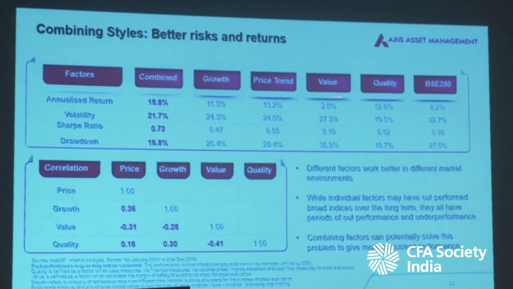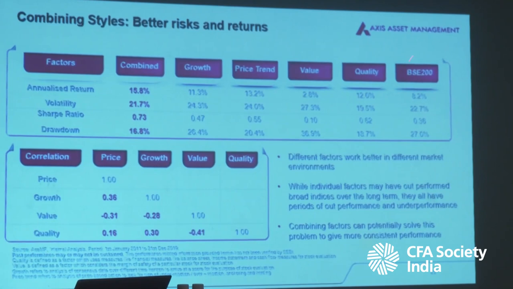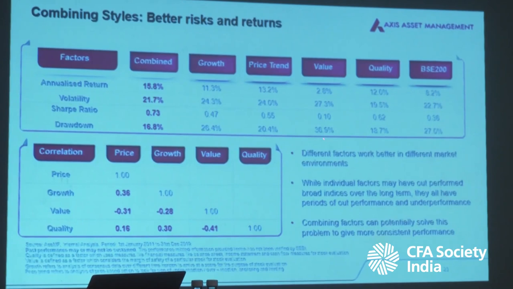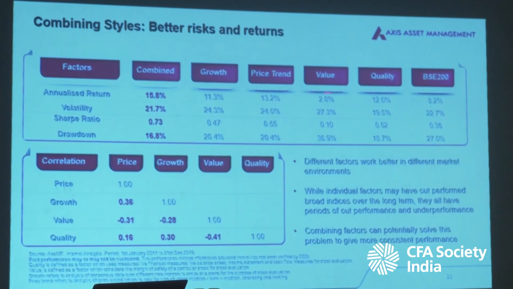What you notice is that the first thing that stands out is value had a horrible last decade. The return on that is pretty poor. It underperformed every other strategy, and it underperformed your BSE 200. Second, the volatility is much higher than the volatility of any of the other styles. And the third part is the drawdown was also substantially higher than the drawdown of any of the individual styles. And price trend was the best performing metric, closely followed by quality and growth.